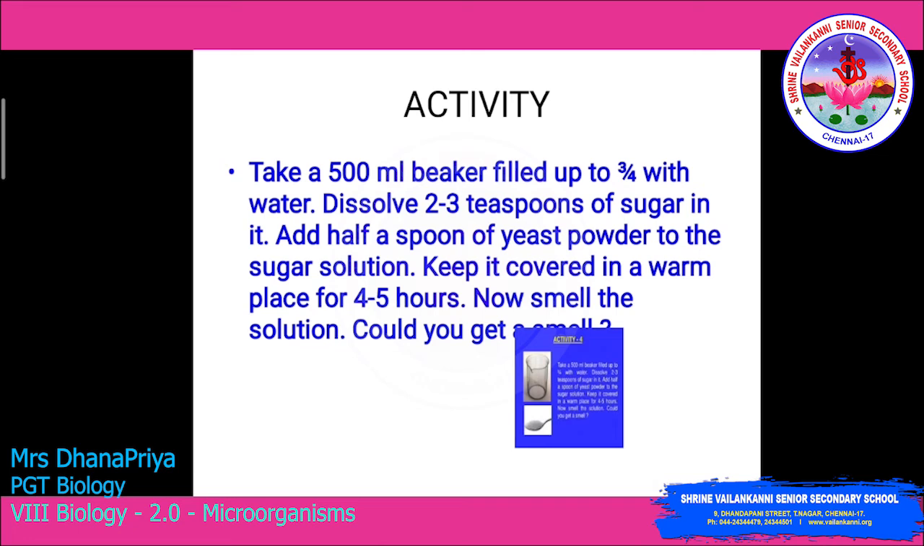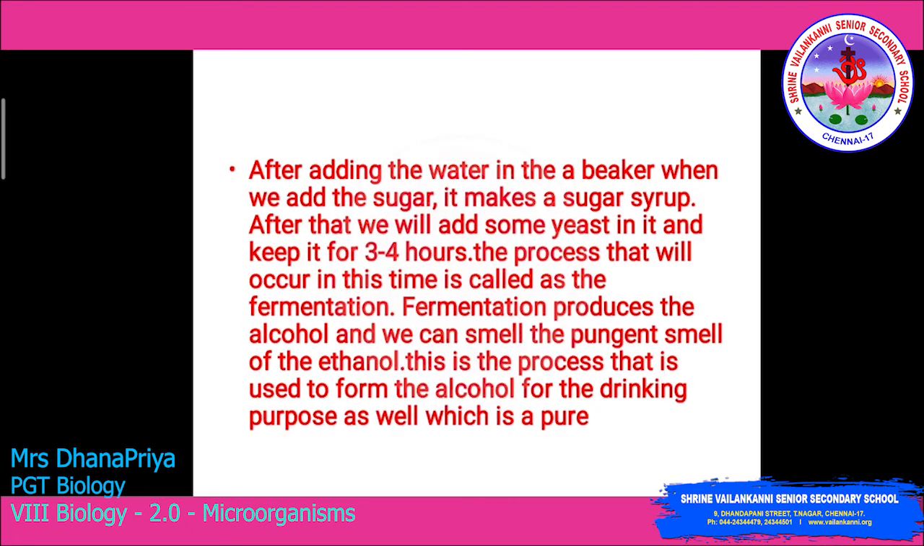You can do it in your home or we will do it in our school lab when we have a live class. So actually what happened? After adding the water in the beaker, when we add the sugar, it makes a sugar syrup, right? After that, we add some yeast in it and keep it for 3 to 4 hours. The process that occurs in this time is called fermentation. Fermentation produces alcohol and we can smell the pungent smell of ethanol. This is the process that is used to form the alcohol for drinking purposes as well, which is pure.